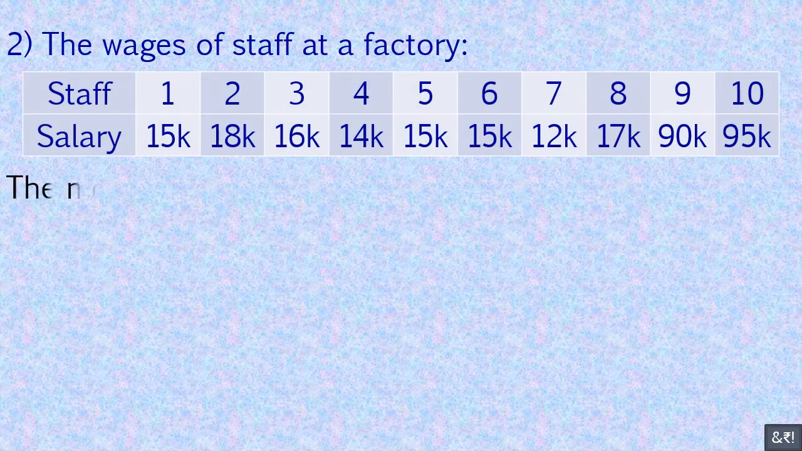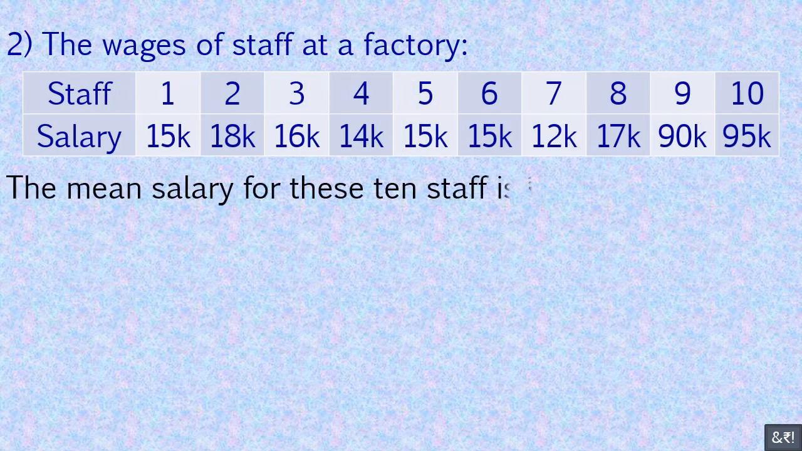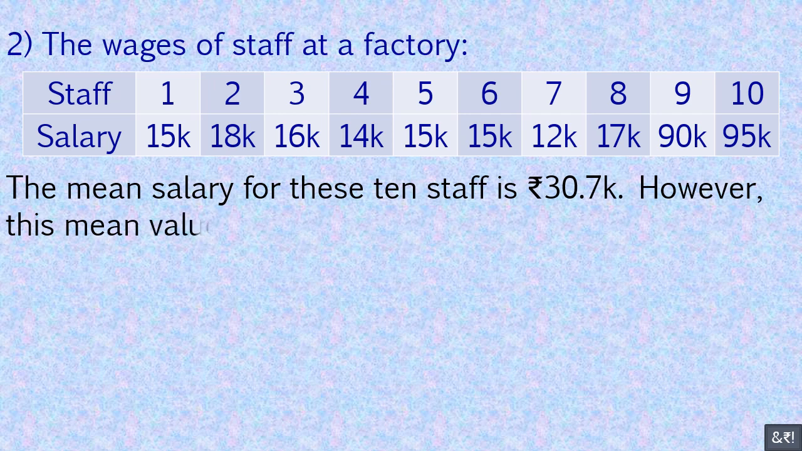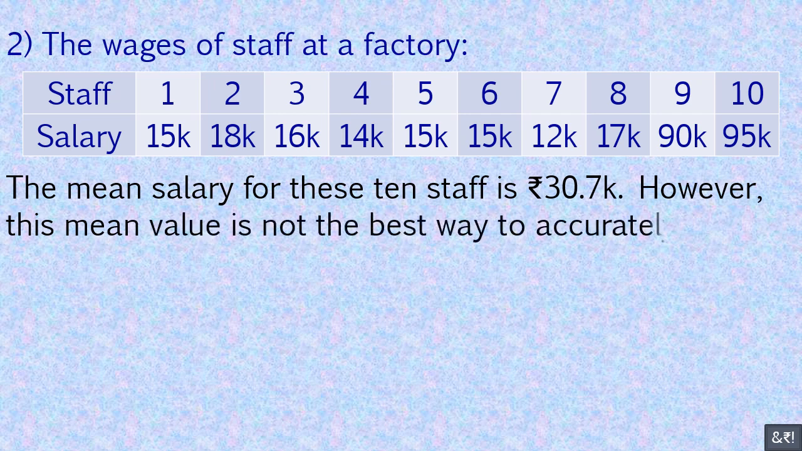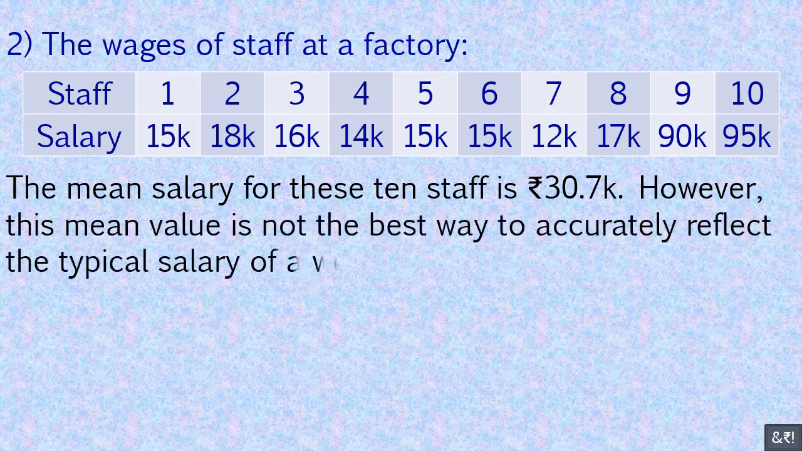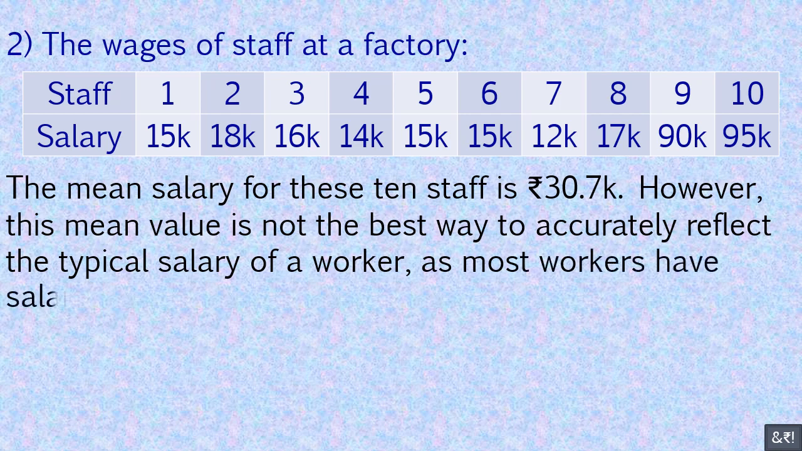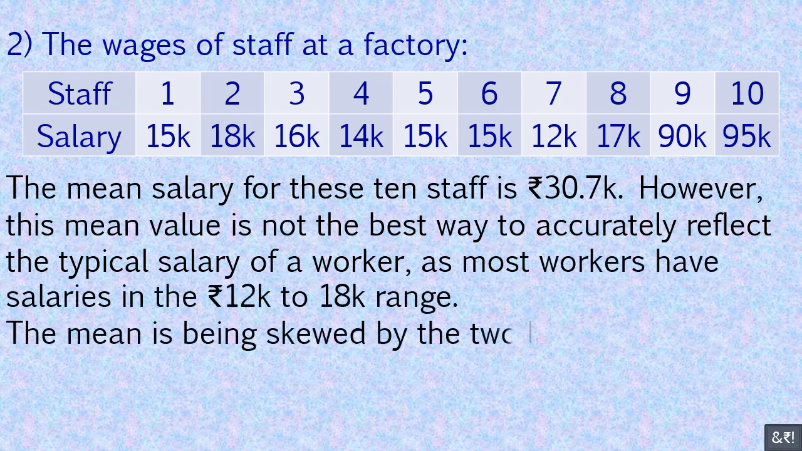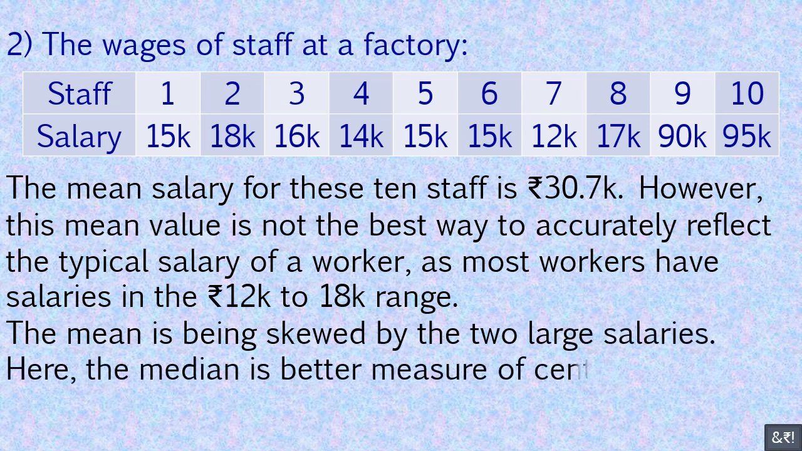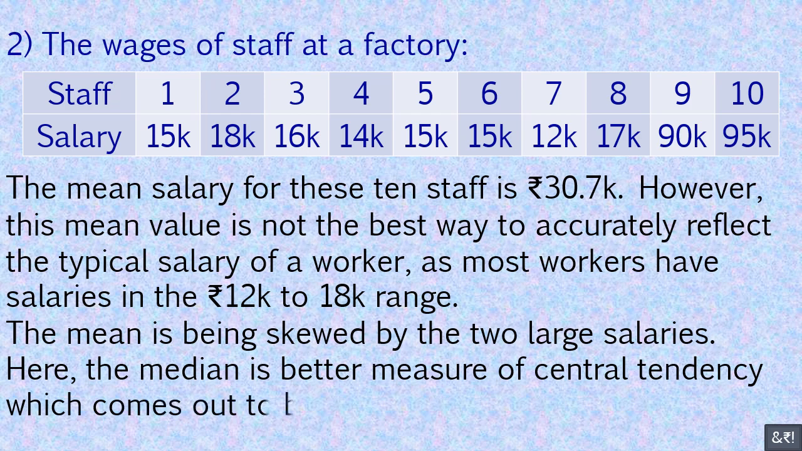Example 2. The wages of staff at a factory. The mean salary for these 10 staff is Rs 30.7k. However, this mean value is not the best way to accurately reflect the typical salary of a worker, as most workers have salaries in the Rs 12k to 18k range. The mean is being skewed by the two large salaries. Here, the median is a better measure of central tendency, which comes out to be Rs 15.5k.